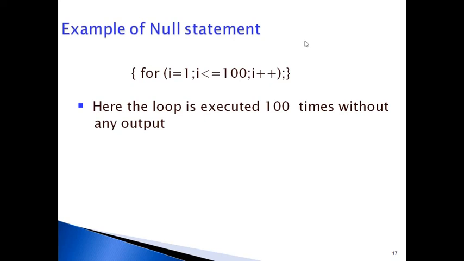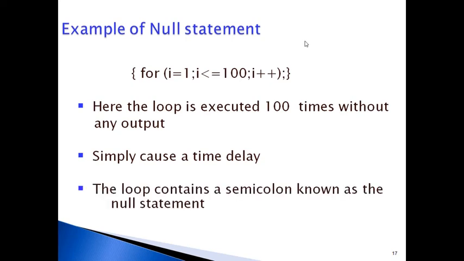The condition is true, so the first time it enters the loop, and there are no instructions. It increments, it checks the condition, it increments, it checks the condition. The loop is executed 100 times without any output. It simply causes a time delay. For time delay purposes, we use these null statements. The loop containing a semicolon is known as the null statement.